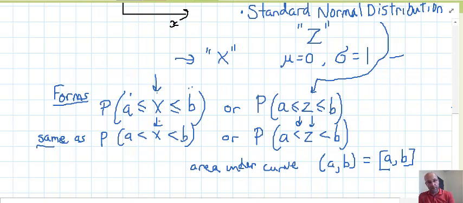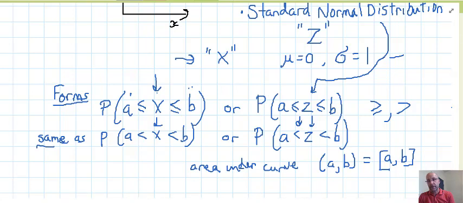So it doesn't matter whether we're using inequalities less than or equal to, or less than. And the same applies for greater than or equal to, and greater than. So it's one and the same, because it makes no difference to the area under a curve, because essentially a point has no width. And that's why the areas are the same. So they create exactly the same area interval.